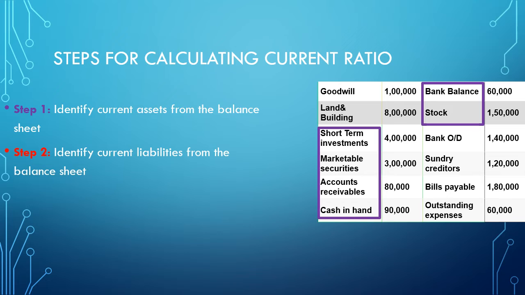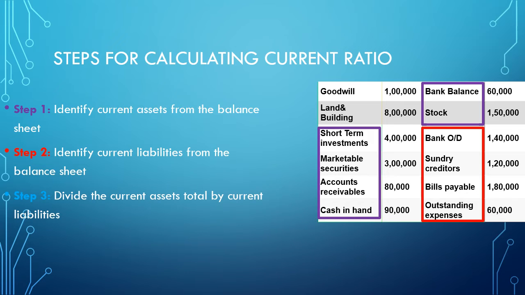Then identify the current liabilities from the balance sheet. These are the current liabilities: bank overdraft, sundry creditors, bills payable and outstanding expenses are the current liabilities of this particular company. Then step 3, divide the current asset total by current liability. Here is the total. Current asset total is 10,80,000 and the current liability is 5 lakh.